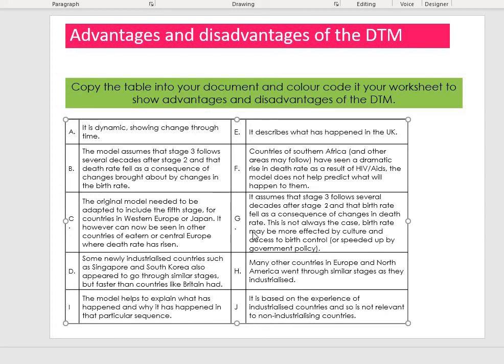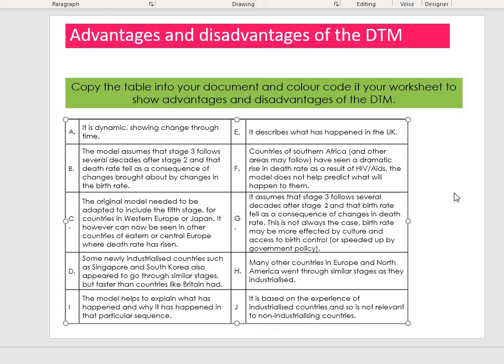Whereas if we look at G, for example, that shows a disadvantage. The demographic transition model makes lots of assumptions. So it assumes that stage 3 follows several decades after stage 2, and that birth rate fell as a consequence of changes in death rate. That's not all the case. Sometimes birth rate can be affected by culture or access to birth control, or it can be government policy, such as with the China one-child policy.